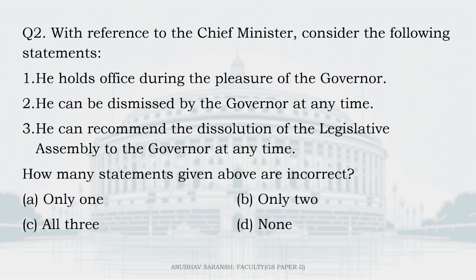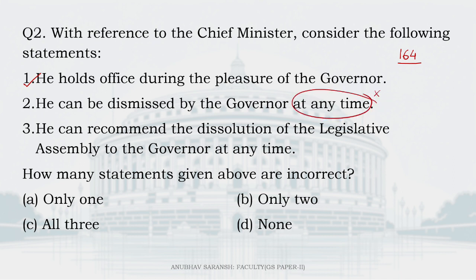With reference to the Chief Minister, consider the following statements. He holds office during the pleasure of the Governor. Absolutely correct. Article 164. Then, he can be dismissed by the Governor at any time. Now, herein lies the problem. At any time is incorrect.